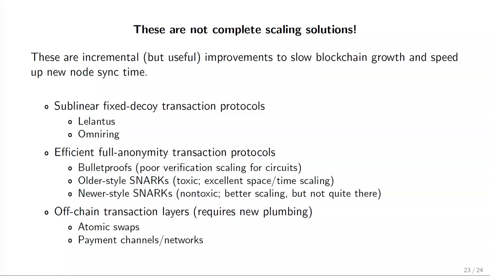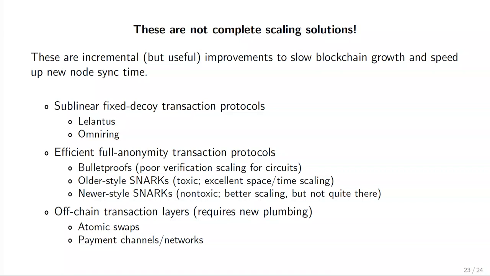We have other options. We have some sublinear fixed decoy transaction protocols, like OmniRing was discussed yesterday. Lelantus is going to be discussed later today. We could try to move to something more like a full anonymity transaction protocol. You can actually do this with bulletproofs, but you get very poor verification scaling. You can do some of the older style SNARKs, which as we know are toxic because they include a certain element of trust, although they do get excellent space and time scaling compared to what we have now.